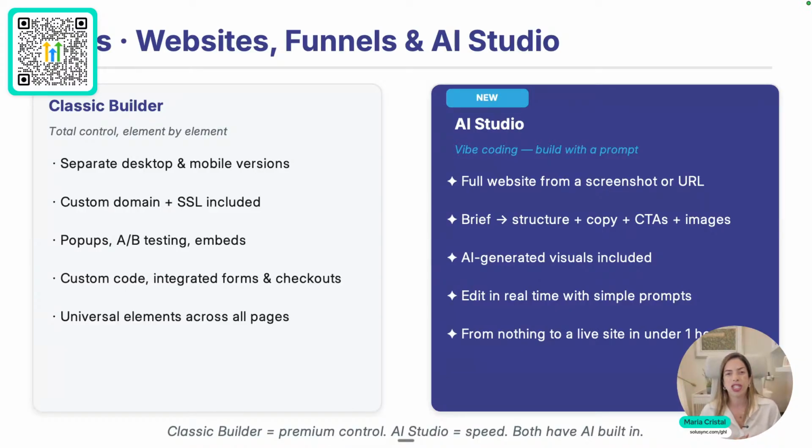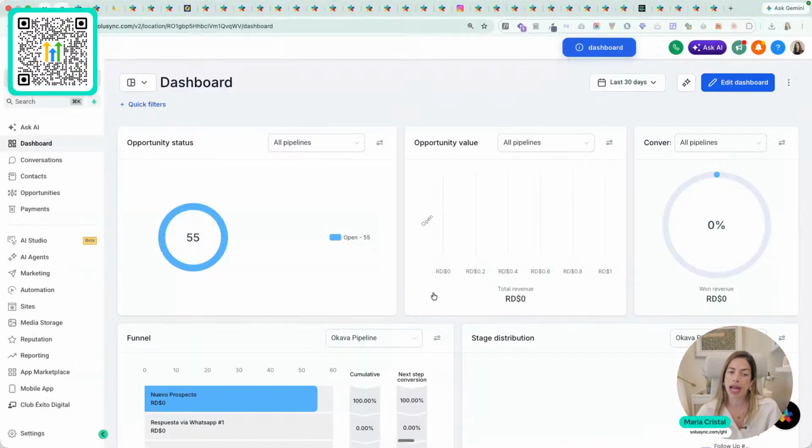My recommendation: I usually use AI Studio for speed, but then I love to take that design and pass it to the classic builder, so that I have total control of my builds and can use all the elements inside the platform. So let me show you how this looks.